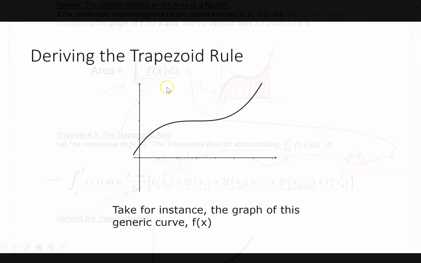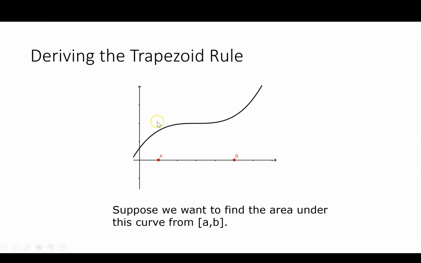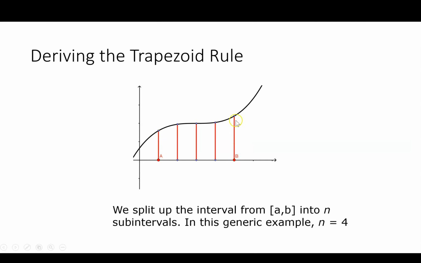All right, so to derive the rule, we're going to first take, for example, the graph of this curve f of x, and imagine that we want to find the area under the curve, but above the x-axis from these points A and B. So what we typically do, or what we have been doing up till now, is taking that larger area and slicing it into smaller subintervals to find areas of smaller shapes. Now, remember, we can slice this into however many intervals we want. In this example, I'm going to use 4.